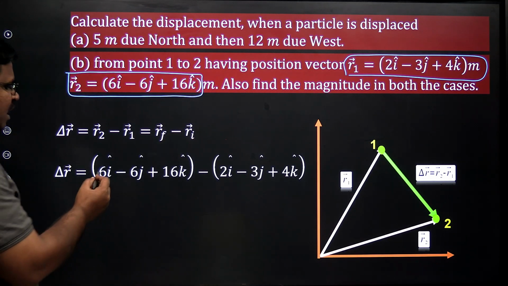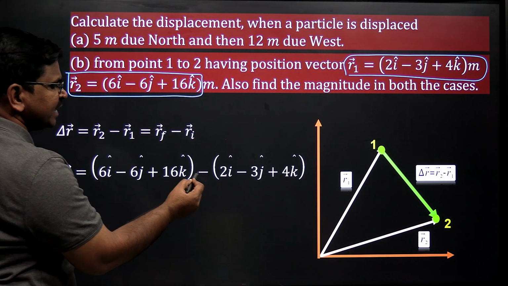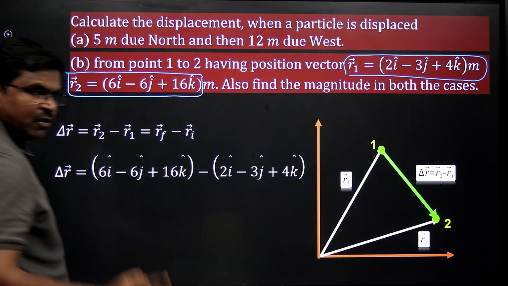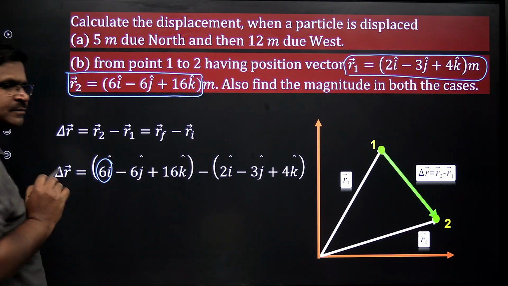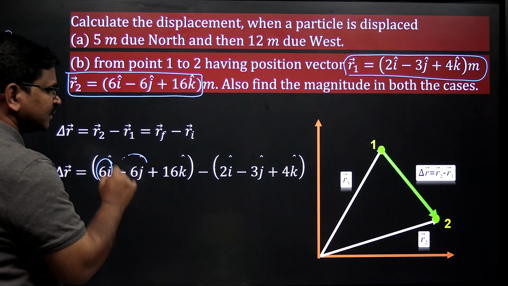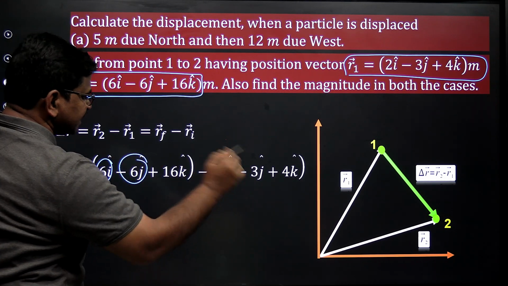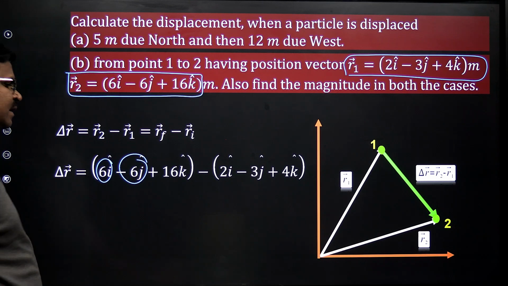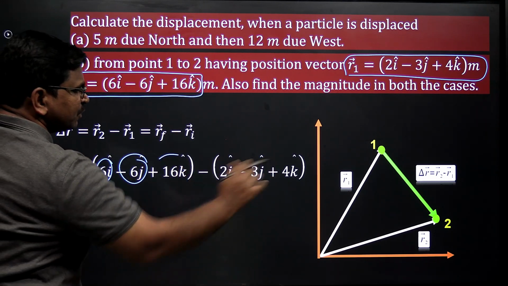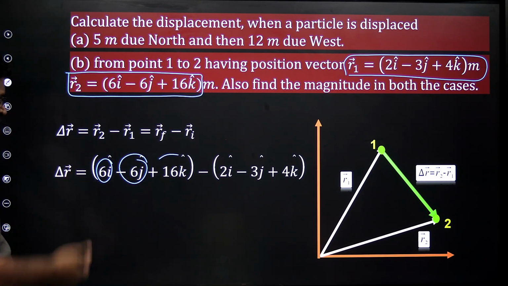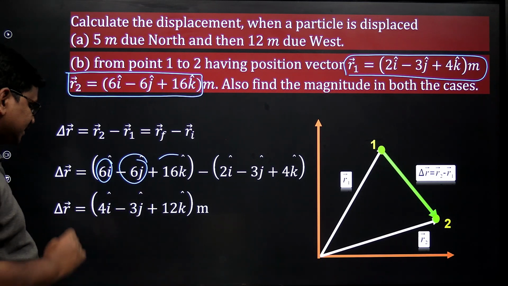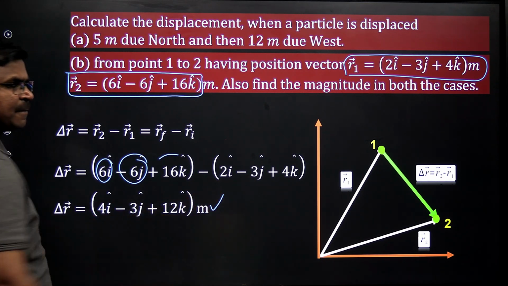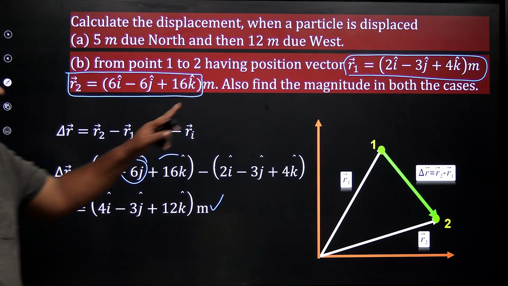Now by doing this: 6i minus 6j plus 16k minus (2i minus 3j plus 4k). Do 6i minus 2i, that is 4i; minus 6j, minus into minus plus 3j, that is minus 3j; plus 16k minus 4k, that is plus 12k. So I will get the displacement 4i minus 3j plus 12k. This is the displacement completed. And now we need to find the magnitude also.